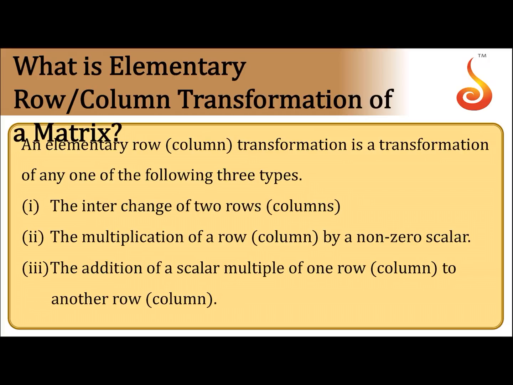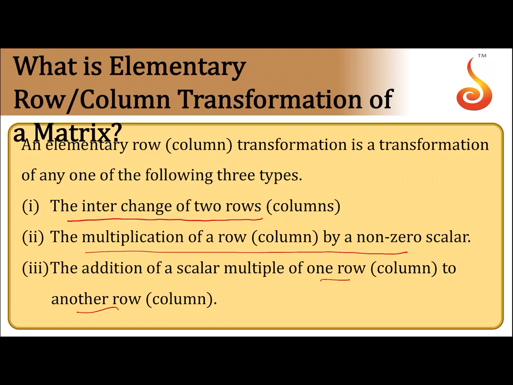So, elementary row transformation. First of all, let us see that. These are the transformations. First one is interchanging of any two rows. Second one is multiplication of a row by a non-zero scalar, and third, addition of a scalar multiple of one row to another row.